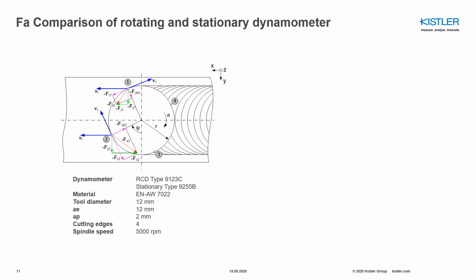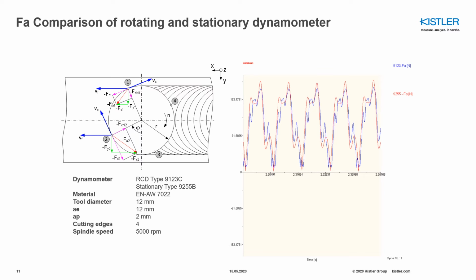Let's have a look at the active force comparison. As you can see, the blue force signal comes from the rotary dynamometer and the red force signal comes from the stationary dynamometer. As you can see, the amount of detail is almost the same. There is a slight difference in the measurements due to the fact that we have differences in the natural frequencies. It can also be the mounting, which is different, of course, in the two cases, and the cutting conditions can also affect the differences.